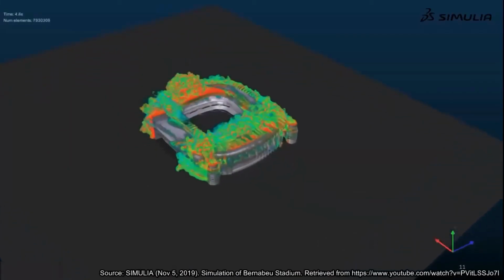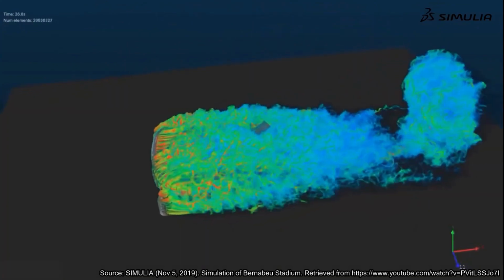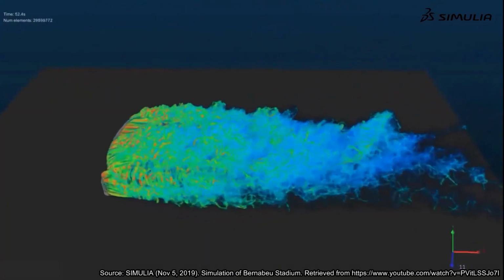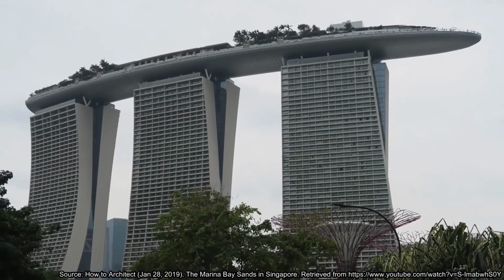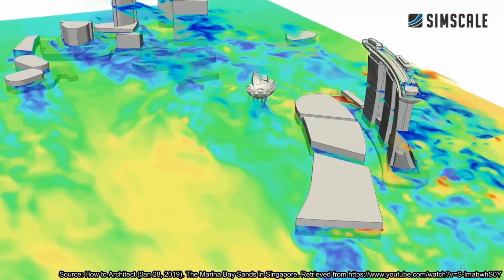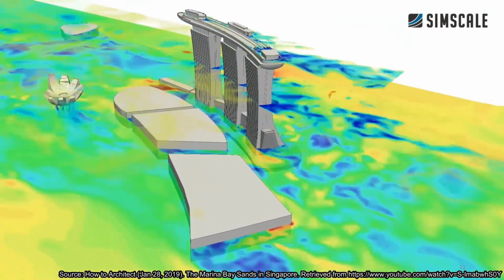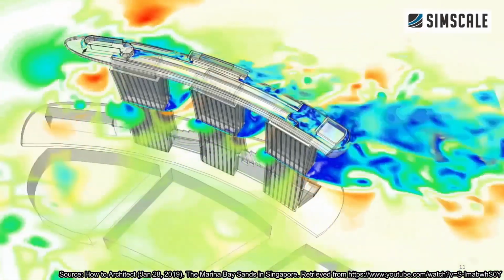This is a simulation of airflow past the world famous stadium, the Bernabeu, Real Madrid. This is another simulation of flow past the Singapore Marina Bay and its surrounding buildings. These structures are ingeniously crafted to make use of natural airflow for ventilation.